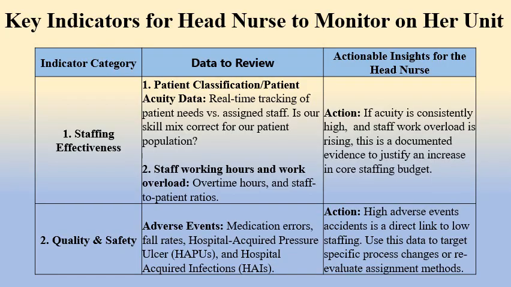Indicator 2. Quality and safety. Data to review. Adverse events, like medication errors, fall rates, hospital-acquired pressure ulcers, HAPUs, and hospital-acquired infections, HAIs. Action. High adverse events are a direct link to low staffing. Use this data to target specific process changes or reevaluate assignment methods.